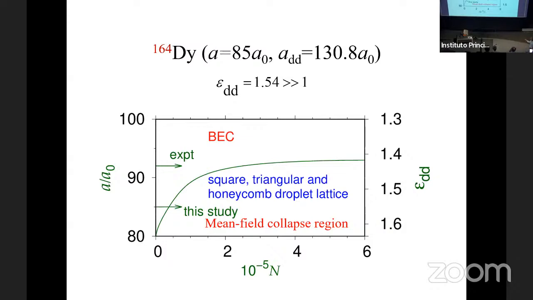So this is the number of atoms, and this is the scattering length. But in that experiment, it was seen that in this region you have droplet formation. But usually the Gross-Pitaevskii equation will show collapse in this region. So this is the mean field collapse region.